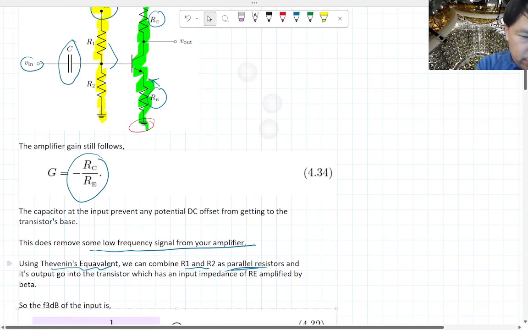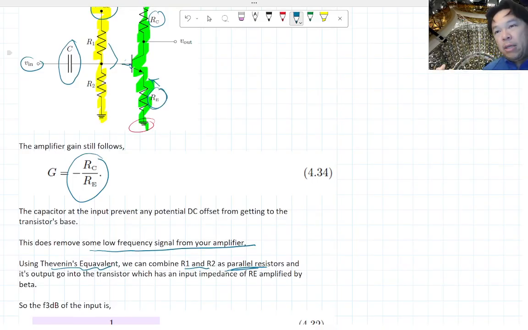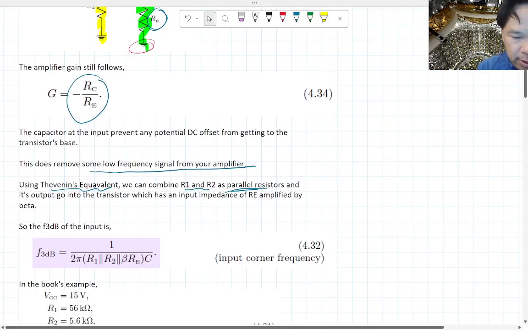But the transistor's input impedance, remember, is just RE times beta, because beta is the amplification of the current. If the current gets amplified by a factor of 100, then the input impedance of your transistor is amplified by a factor of 100 also. So that's also in parallel.